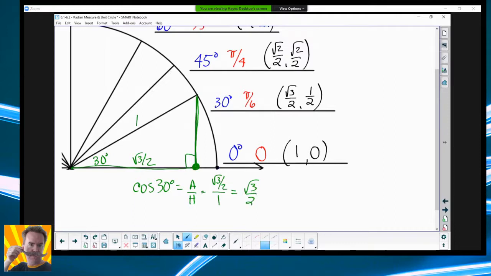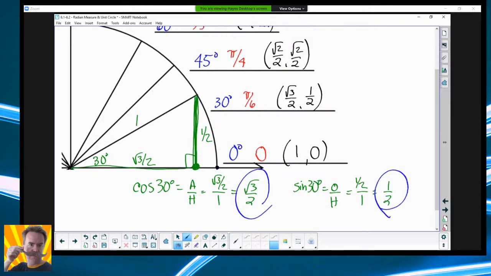What's the sine of 30 degrees? Oh, that's opposite over hypotenuse, Mr. Hayes. You're right. So what's the opposite? We know my hypotenuse is 1. What's the opposite side over here? Oh, that's 1/2. Have you ever seen these numbers before in relationship to 30 degrees?